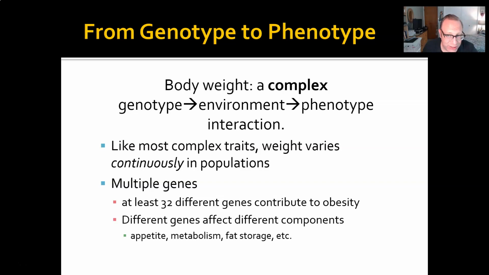There are at least 32 different genes that contribute to larger body types. Different genes affect different components of your body type. They can affect your appetite, they can affect metabolism, they can affect fat storage, all sorts of things.